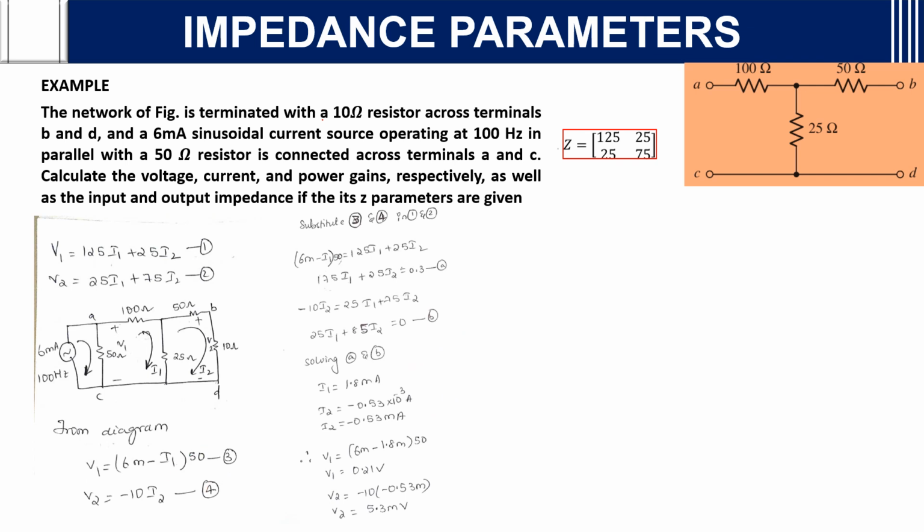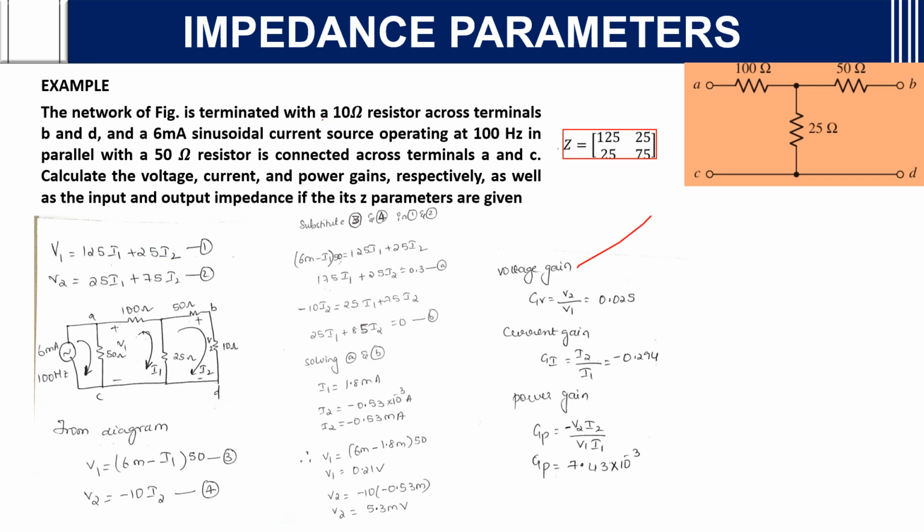See, V1 is equal to 6 milli minus 1.8 milli, since I1 is 1.8 milli, into 50. You will get 0.21 as V1. Then how do you get V2? Minus 10 into I2, and I2 is minus 0.53 milli. You will get V2 equal to 5.3 millivolts.